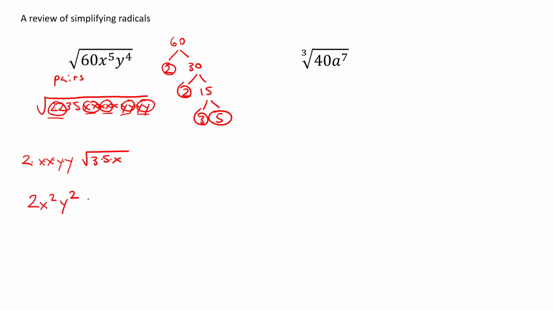x times x is x squared. And then make this into 15. 3 times 5 is 15, and then times x, we just write as times x. That's your final answer. That is completely simplified.